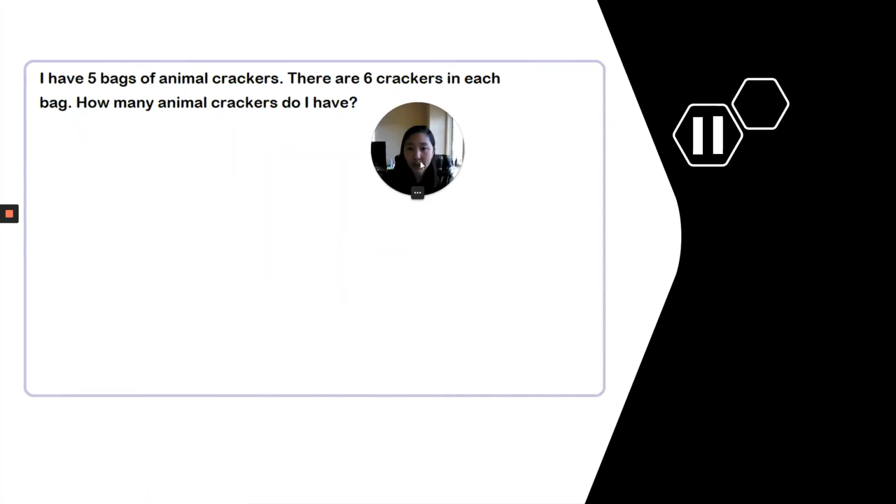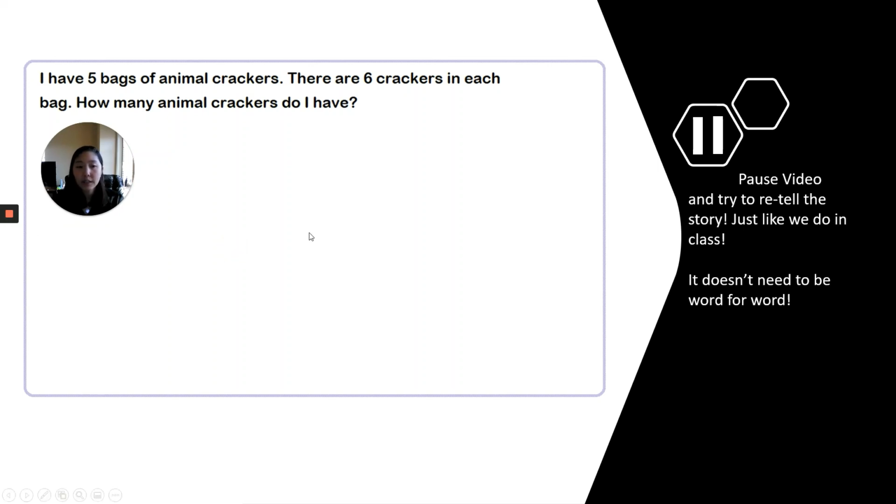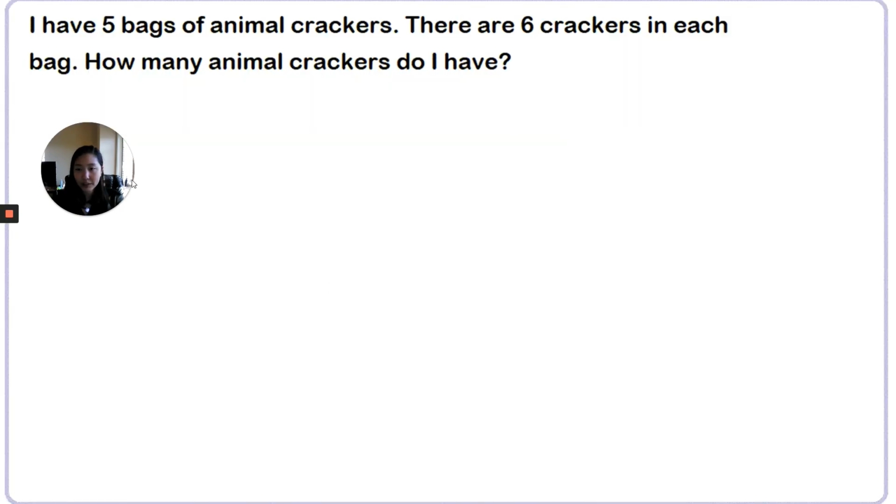We're going to hop right into our retelling. So I need you to pause and we're going to retell. Make sure that you are reading over the question right now if you need. It does not need to be word for word, but you need to make sure that you're telling me exactly what the problem is saying. Pause right now so we can get going. All right, I hope you did a really great job and we're going to keep going.